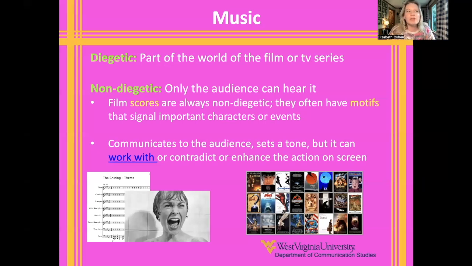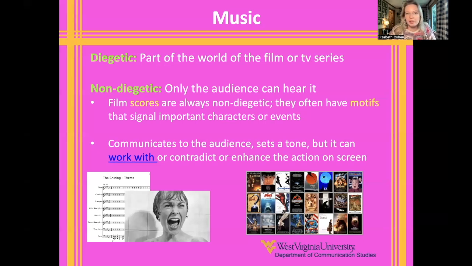Remember how there was practical lighting and then there was three-point lighting and stuff like that? Music is the same way. Sometimes music is a part of the scene. It's part of the narrative. That's what's called diegetic.